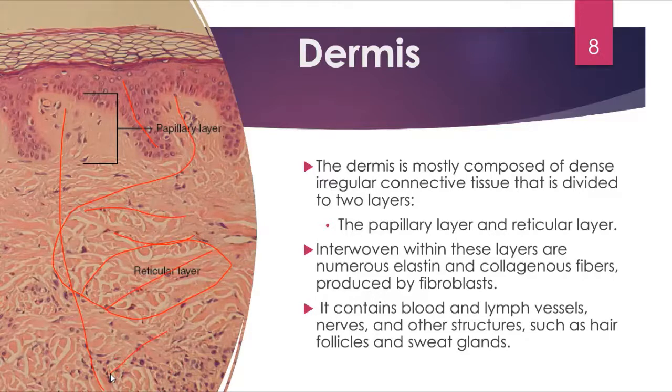So simply, the dermis is the vascular layer of the skin, and it gets its nutrients from the very rich blood network in that area. As I said before, it has numerous fibroblasts, and it also has a role in the defense mechanism of the immune system. It contains lymph, blood vessels, nerve cells, and other structures, for example, the hair follicles and the sweat glands.